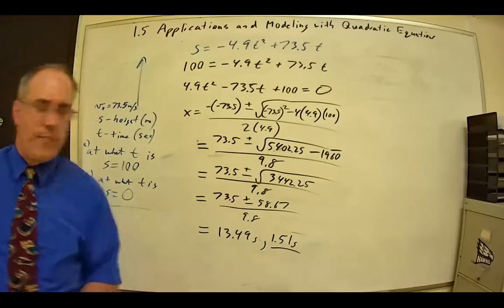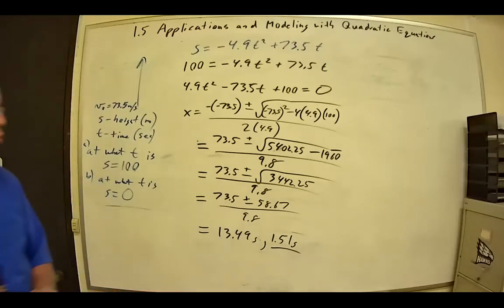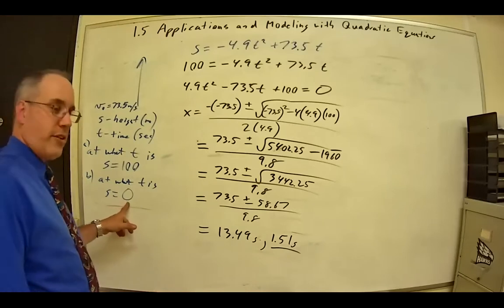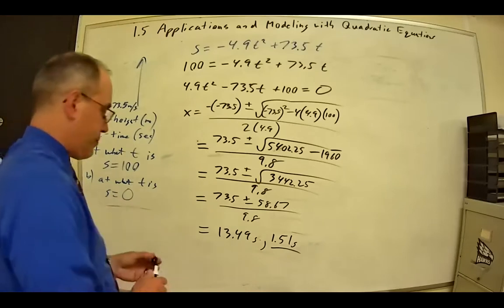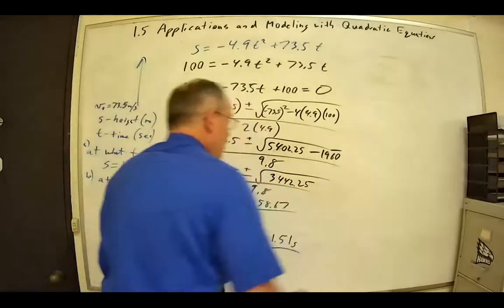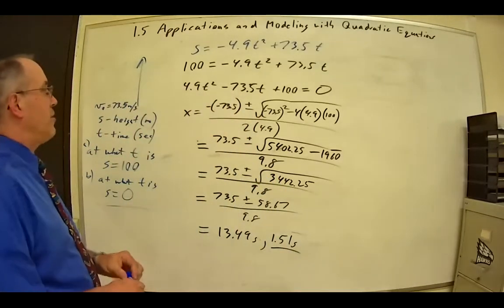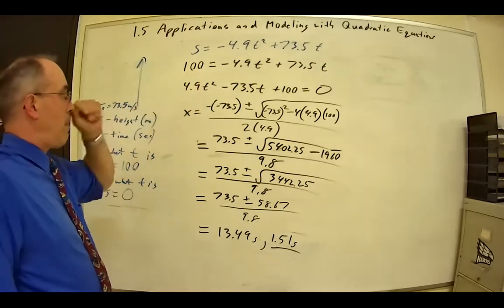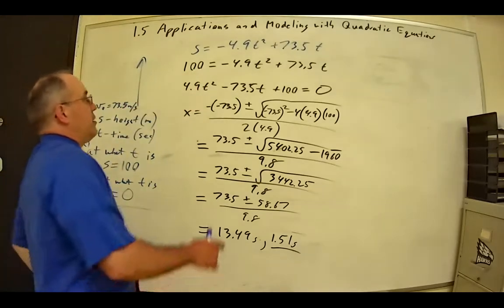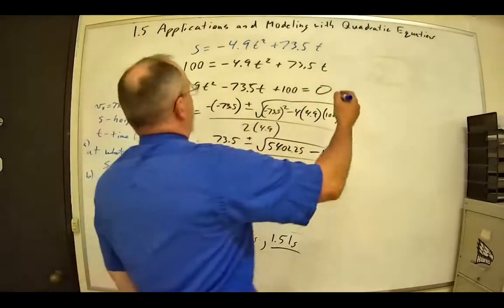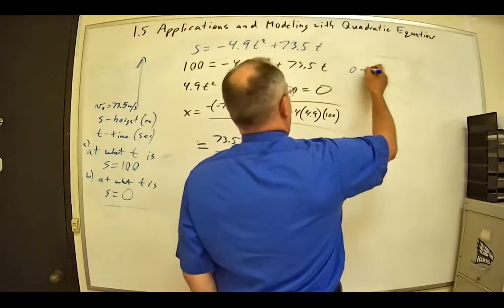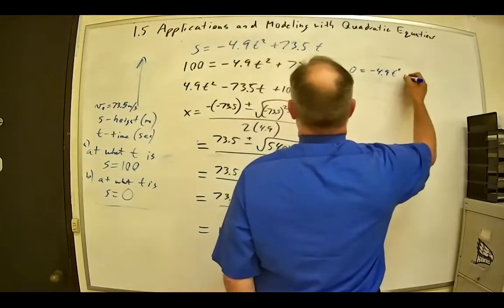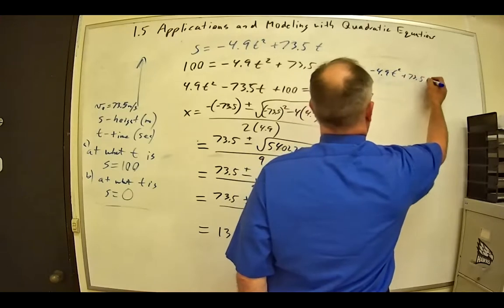Trying to unshare that, there we go. Which is, at what time will it hit the ground again? Well, let's go to blue here. That means we're going to set this equal to 0, which I'll just do over here. 0 equal to negative 4.9 t squared plus 73.5 t.